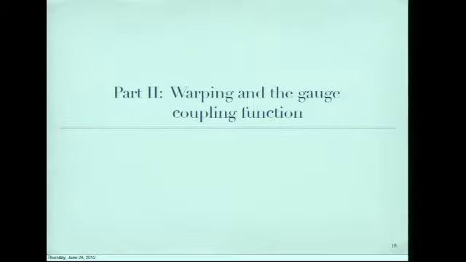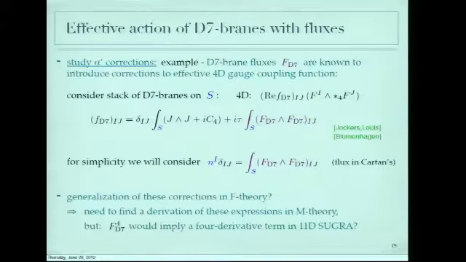So that was the first unexpected thing. You have to include one-loop effects if you want to study resolved geometries. You have to study resolved geometries if you want to scan through some big lists or you want to make model searches. The next unexpected thing: warping and the gauge coupling function.